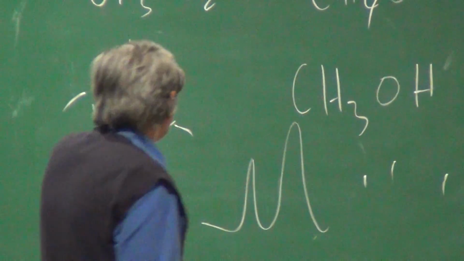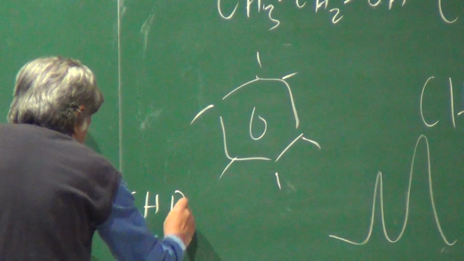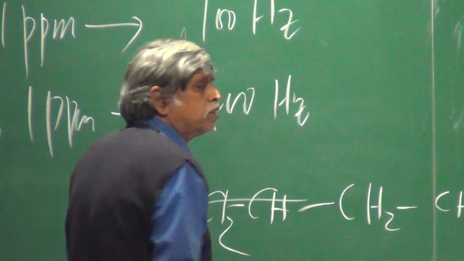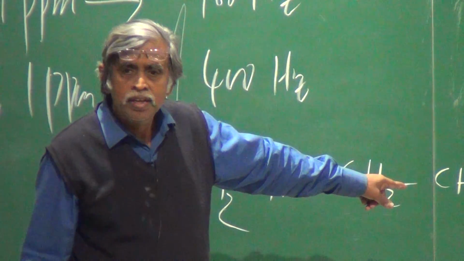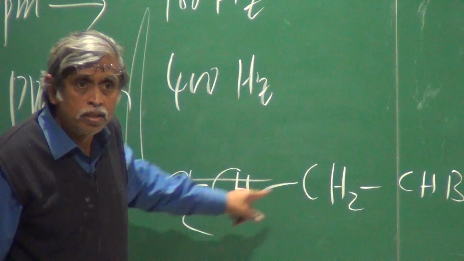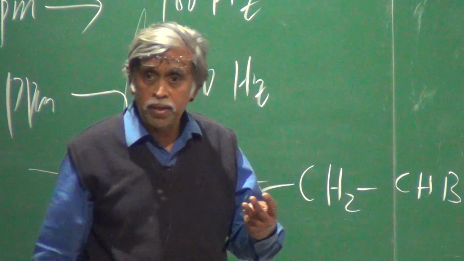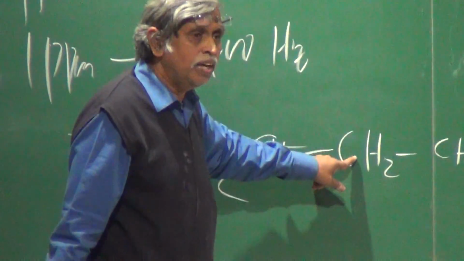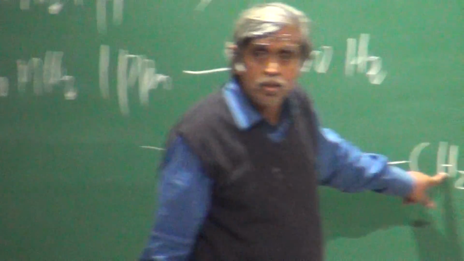What do you mean by non-equivalent proton? Supposing I had, let us say, something like this. How many peaks will I get? 3, because this is not the same as this anymore. This has a chlorine, that has a bromine. Therefore, one type, the second type, the third type. So I should get 3 peaks. How many peaks will this guy get split into? 3. How many peaks will this guy split into? 3.